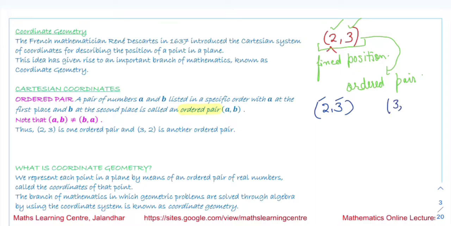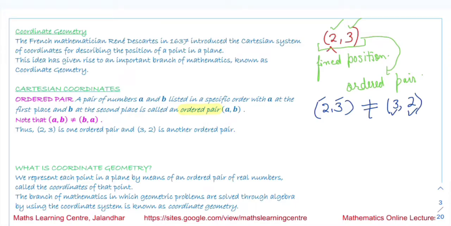Suppose I am considering another pair 3, 2, then these two are not equal, because here the first element is 3 and the second element is 2. So as a pair, we say these are two elements as a pair. But ordered pair means if 2 is the first element, 3 is the second element, their position is fixed.